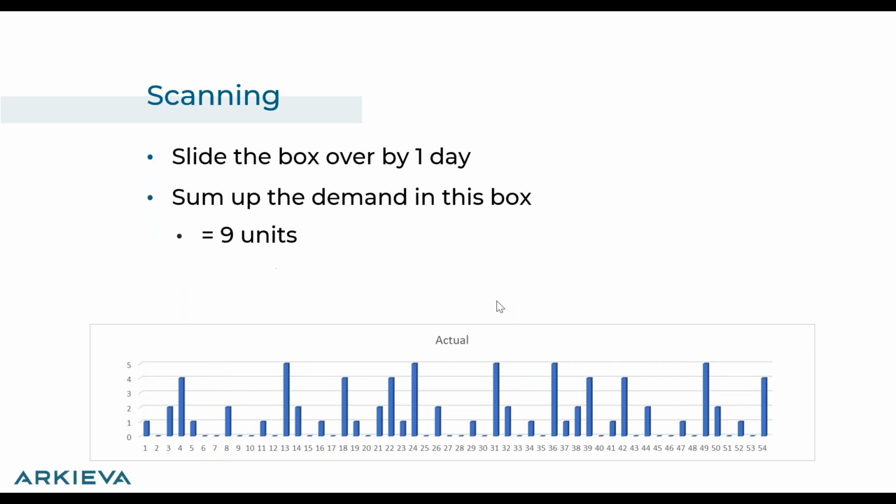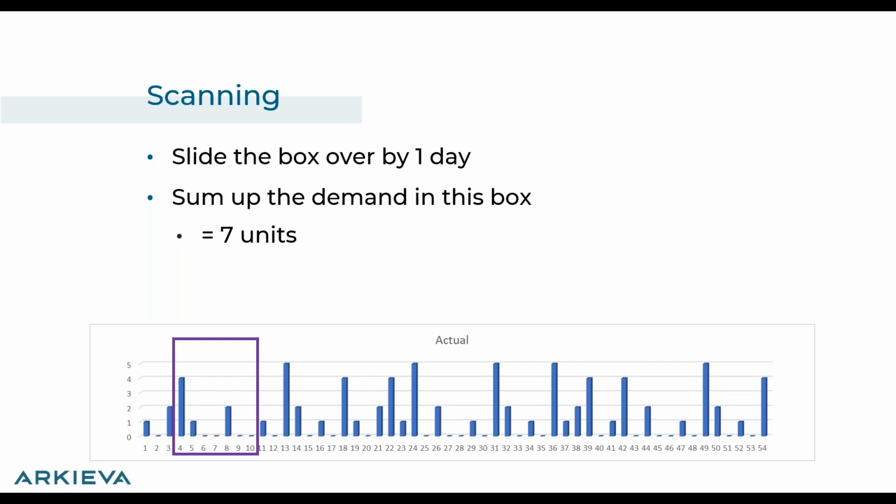8 units. Then we slide the box by 1 day, and we do the same math, and that gets us 9 units. Then we slide it again by a day, and again we add the numbers, and that gets us 9 units. And then we may do it one more time, and that gets us 7 units. So since in this example, I have 54 days of data, I can draw 54 minus 6. So that would be 48 individual boxes.